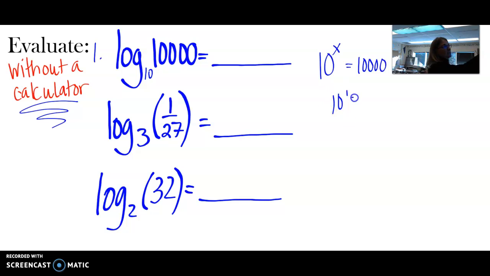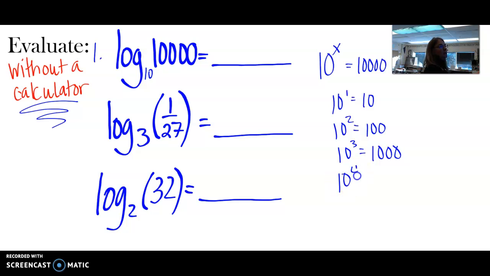Well, 10 to the first is 10. 10 to the second is 100. 10 to the third, notice that whatever I'm raising it to, there's that many zeros. So 10 to the fourth would be 10,000. So this exponent here would be 4. So that's what I'm finding. When I'm finding the log base 10 of 10,000, I'm trying to figure out 10 to what power equals 10,000, and it would be 4 because 10 to the fourth is 10,000.